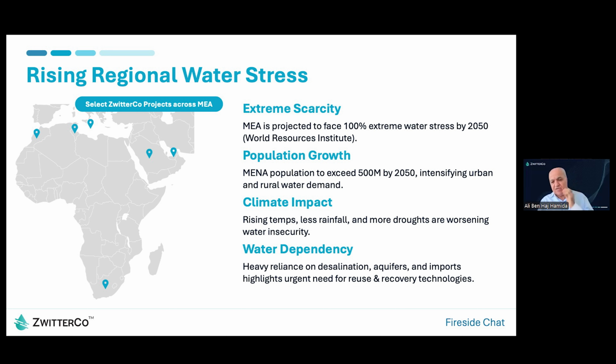Many countries across the Middle East and Africa rely heavily on seawater desalination, groundwater aquifers, and transboundary water resources. However, there is a growing need to transition toward more sustainable solutions, including water reuse, an area increasingly enabled by advanced technologies such as those advanced by ZwitterCo.